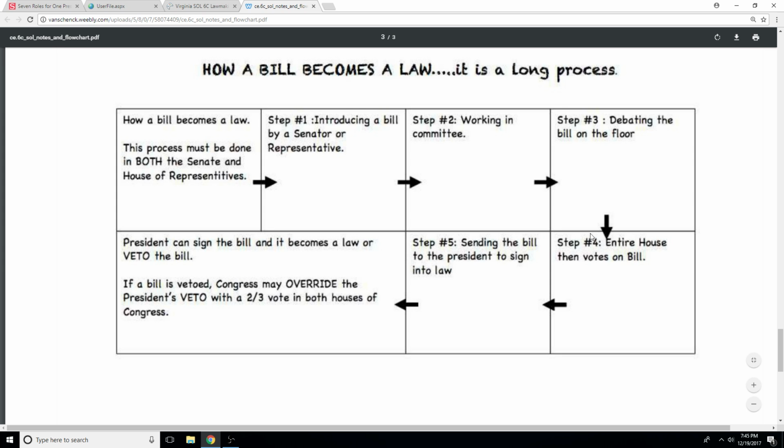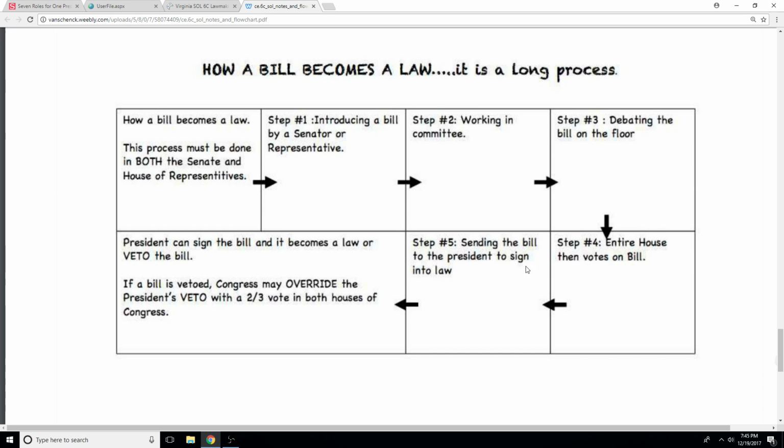Now that it's been agreed, before it gets to step 5, we backtrack. Now the bill is introduced in the House of Representatives. It goes to committee, is debated on the floor of the House, and is voted on by the House of Representatives. Now that it's gone through both houses and been agreed to, the president gets it. The president can sign the bill or veto the bill. If he vetoes it, Congress has the right to override that veto with a two-thirds vote. Does that help clear up the confusion, or are you still confused?